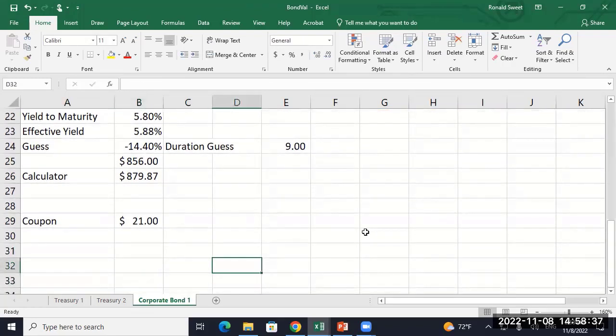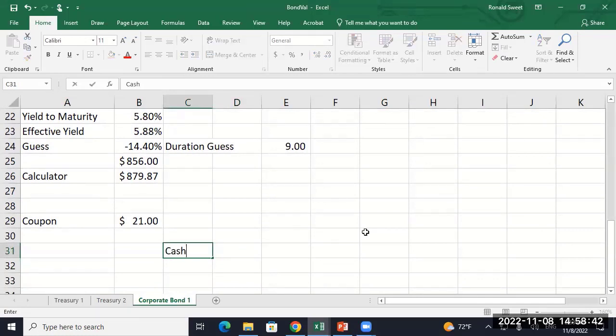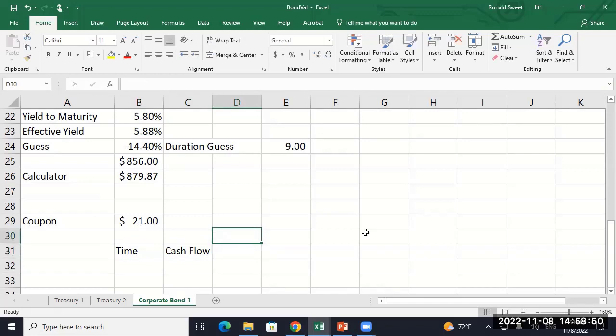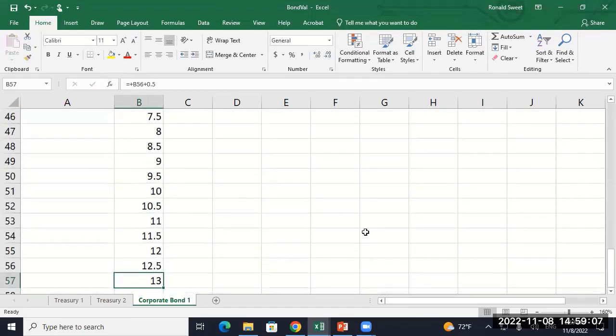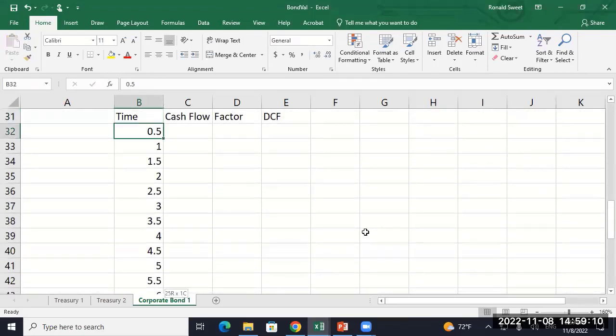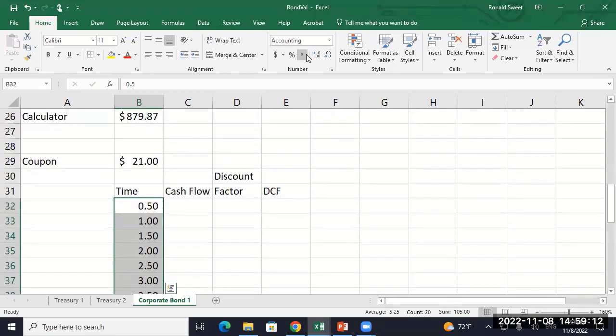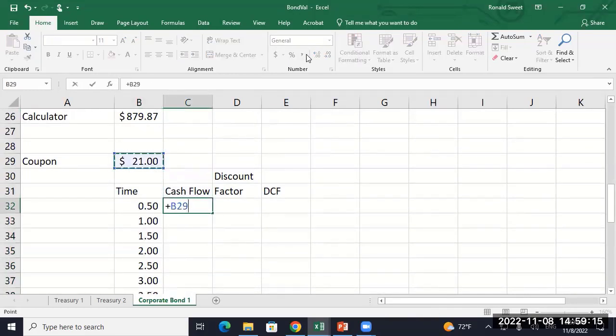All right, so then let's do the table. Can anybody give me the titles for the table? Cash flow. I'm sorry, time. You said time, right? Sorry. Time, cash flow, discount factor, and then UCF. So time's going to be pretty massive here because we could go out 20 periods. My cash flow is 21.